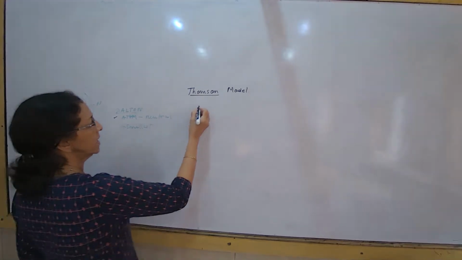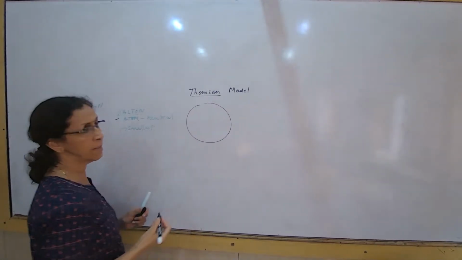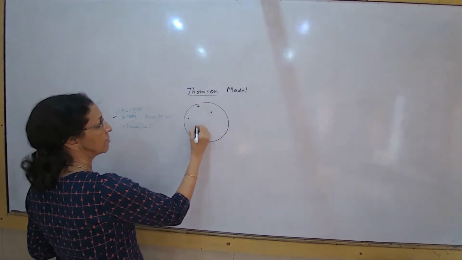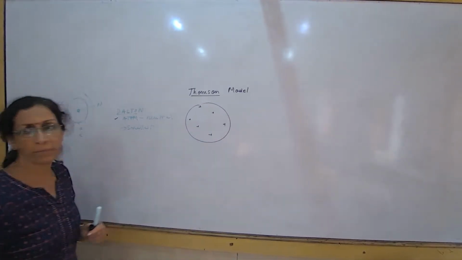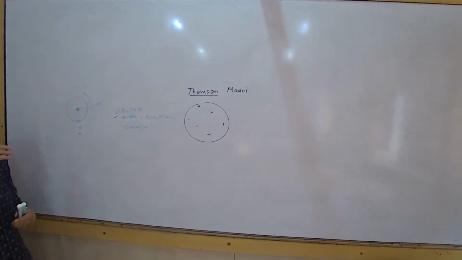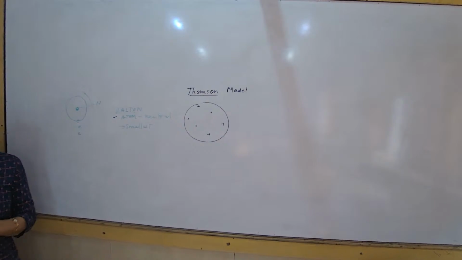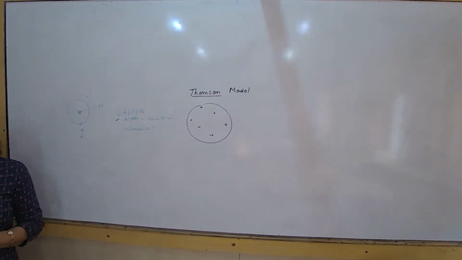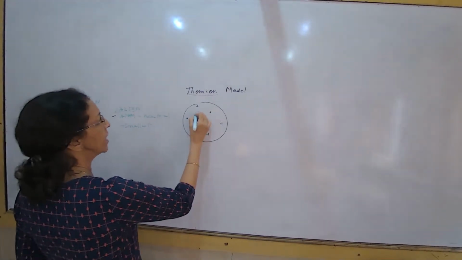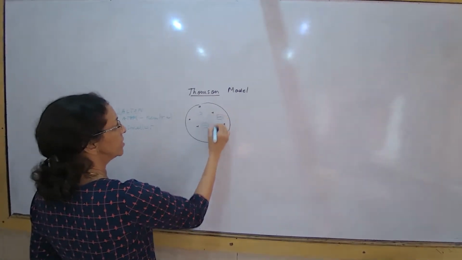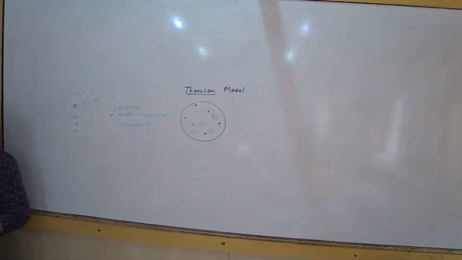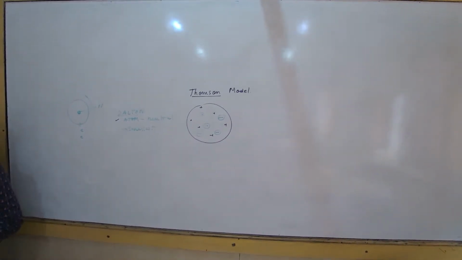So what did he say is, first of all, an atom is nothing but a sphere, and it is a sphere which contains positive charges. Did you understand? Okay. So he said that there are a lot of positive charges in which the negative charges are embedded. So you have your negative charges embedded here like this. Exams will come.